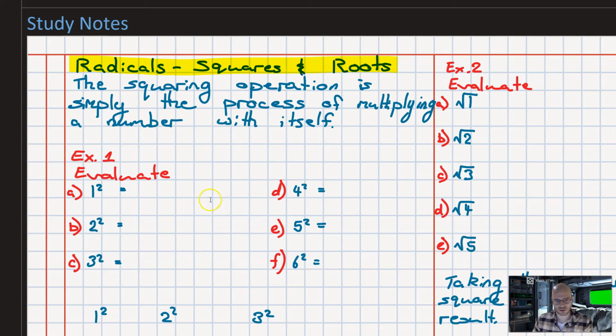Welcome to this video on the topic of radicals. In this video, we'll be going over the concepts of squaring and rooting numbers. Now, first things first, we ask ourselves, what is a squaring operation?